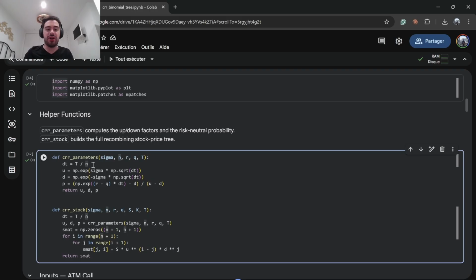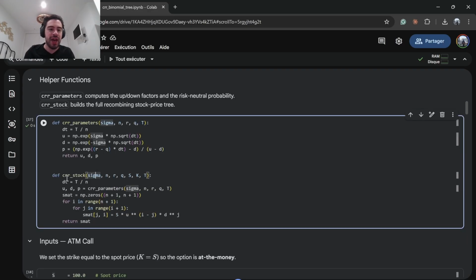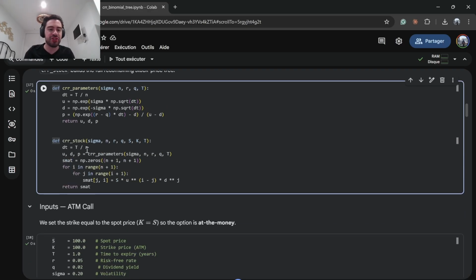If I choose a very large N, it would be as if it was every millisecond, as in real life, because the stock price is always being priced every second or every millisecond with high frequency trading. So I basically input all those formulas into this one called CR parameters. And there is this one here called CR stock.